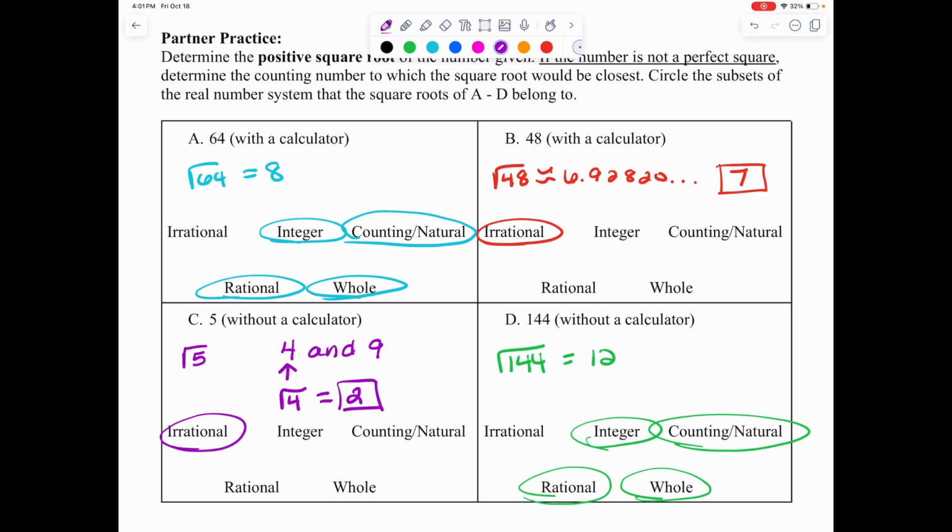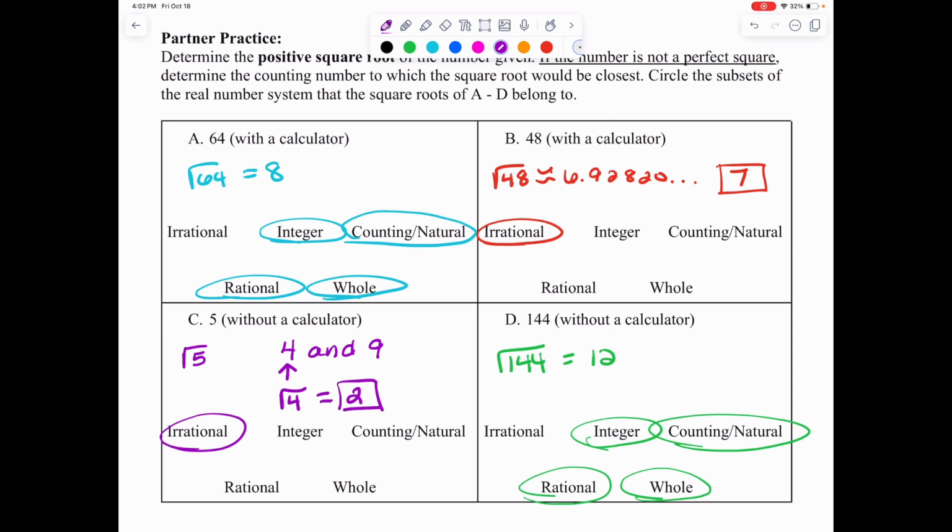Now, without a calculator in C, I know 5 is not a perfect square because there's no number times itself that will give you 5. So I know 5 is between perfect squares 4 and 9. So if I were to look at those, 5 is definitely closer to 4. So if I take the square root of 4, I get 2. So that means the square root of 5 must be close to 2, and it is definitely irrational. And then in part D, 144, I recognize as a perfect square because I can take 12 and multiply it by itself to get 144, which means this is a counting or natural number, a whole number, integer, and rational.